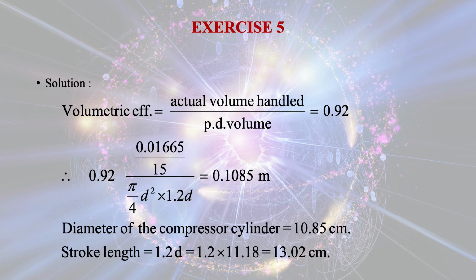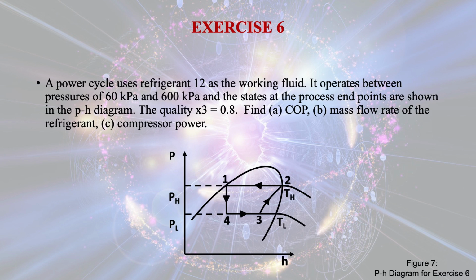Now let us discuss exercise 6. A power cycle uses refrigerant 12 as the working fluid. It operates between the pressures of 60 kilopascal and 600 kilopascal, and the states at the process endpoints are shown in the p-h diagram. The quality x3 is equal to 0.8. Find the COP, the mass flow rate of the refrigerant, and the compressor power.